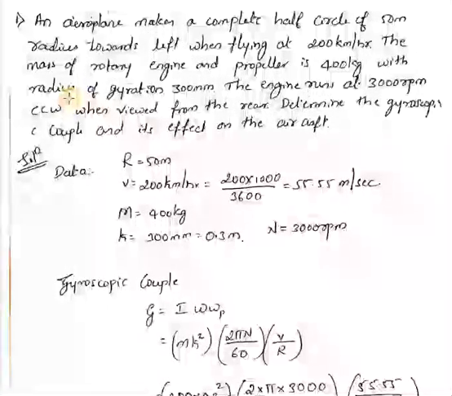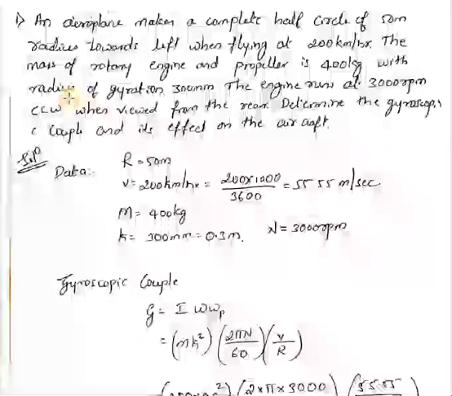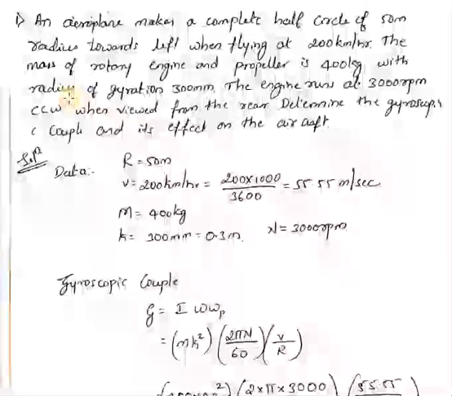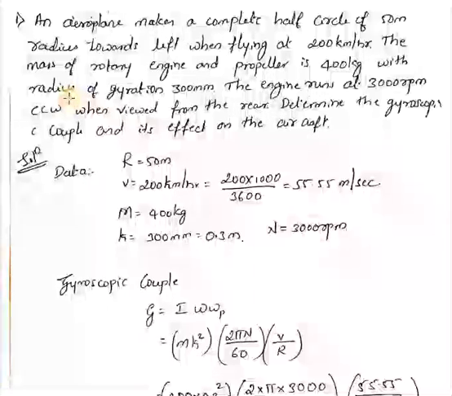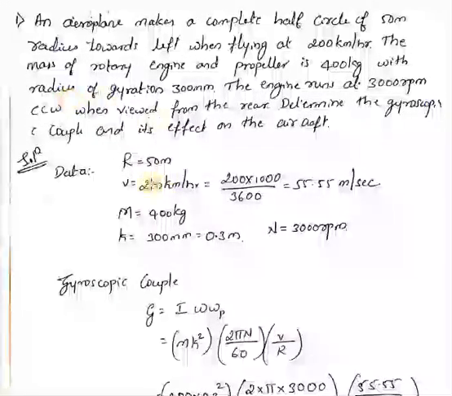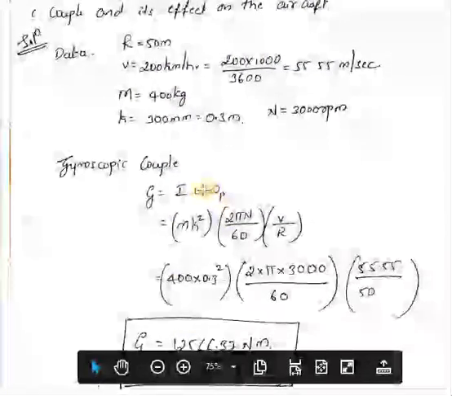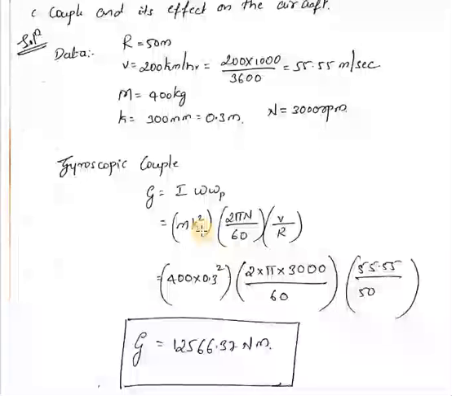The mass M is given as 400 kg, and the radius of gyration K is 300 mm, so it will be 0.3 meter. And the speed N is 3000 rpm. We know the equation for the gyroscopic couple, G equals I into omega P. It's not W, you have to read it as omega. Here I is given by M into K square, omega is calculated by 2 pi N by 60, and omega P is the precession angular velocity, which you get by V by R.